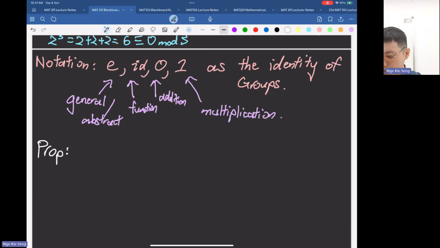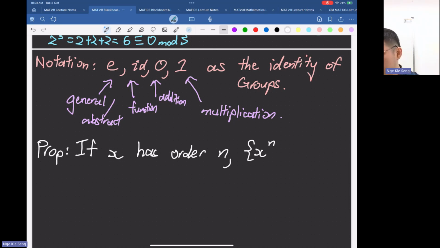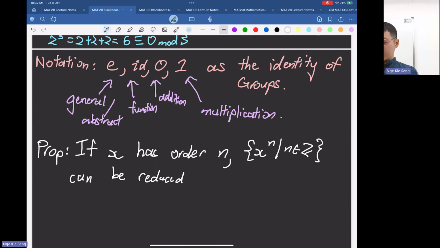So let's do a proposition. If x has order n, if we look back at the subgroup generated by this x here, what can we see? Actually, this set is only a finite set. I think we saw this example before. What's this finite set here? Can you imagine? If our x has order n, meaning what? x to the n already goes back to the identity. So how many elements are inside this set? Actually, it's a finite set. So what are the elements here?